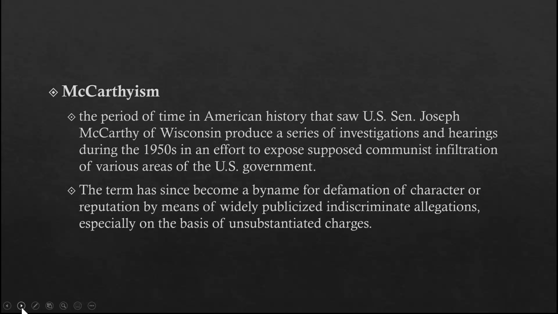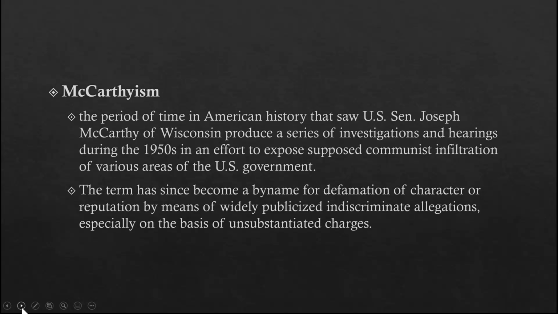McCarthyism is the period of time in American history that saw U.S. Senator Joseph McCarthy of Wisconsin produce a series of investigations and hearings during the 1950s in an effort to expose supposed communist infiltration of various areas of the U.S. government. This was in a period of time where Russia and America were in a Cold War. They were very much against each other. Americans were very fearful of communists and that communism was going to come to America. And it was essentially a battle in Europe for countries to be communist or not communist.